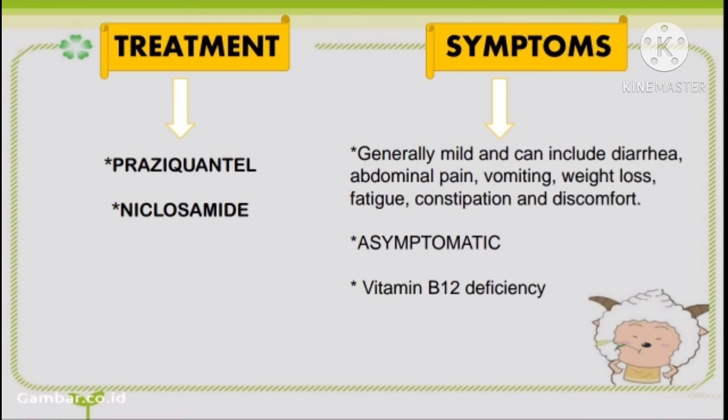So and then the symptoms of this is we have the generally mild and can include diarrhea, abdominal pain, vomiting, weight loss, fatigue, constipation, and discomfort. And Diphyllobothrium latum is an asymptomatic yapon siya. So ranging from asymptomatic to mild gastrointestinal symptoms to severe cases of anemia as well as the luminal obstruction. So also we have to vitamin B12 deficiency, so also known as anemia.